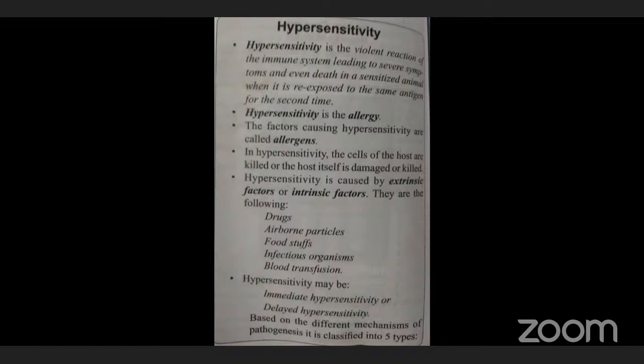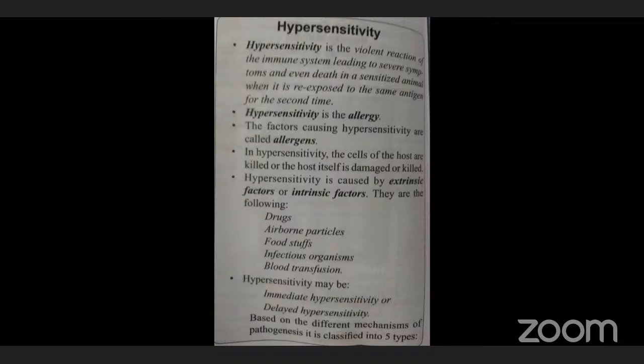mechanism of pathogens. Based on the mechanism, hypersensitivity reactions are classified into 5 types: type 1, type 2, type 3, type 4, and type 5. Type 1 is the anaphylactic hypersensitivity reaction. Foreign substances cause anaphylactic hypersensitivity reactions. Type 2 is antibody dependent cytotoxic hypersensitivity reactions. Type 3 is immune complex mediated hypersensitivity reactions. Type 4 is cell mediated hypersensitivity reactions. Type 5 is stimulatory hypersensitivity reactions.